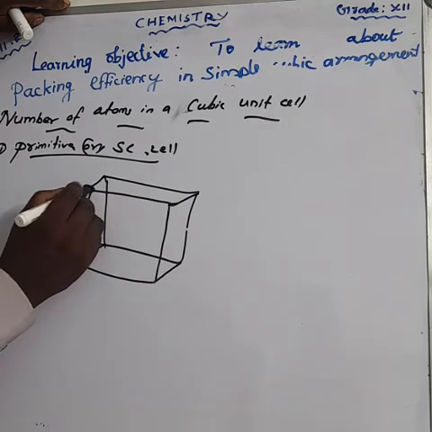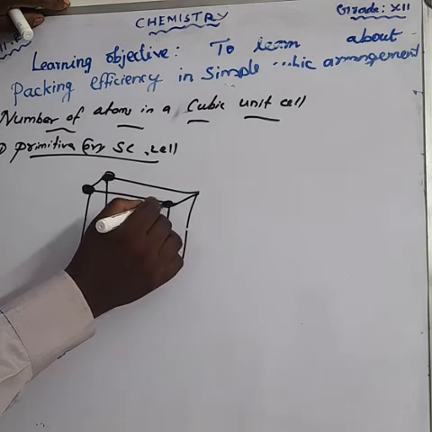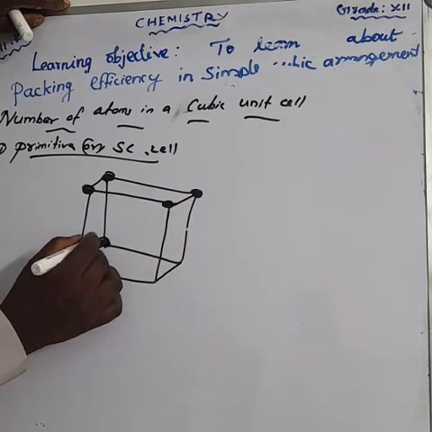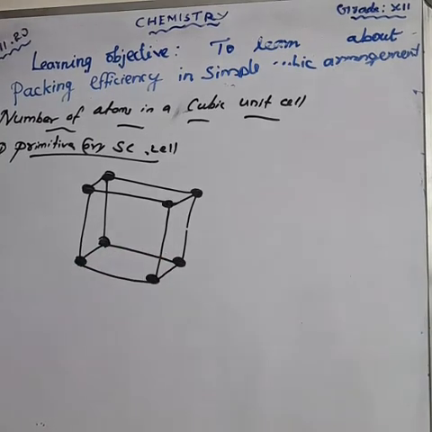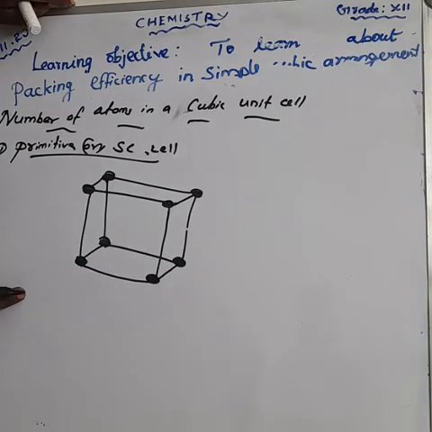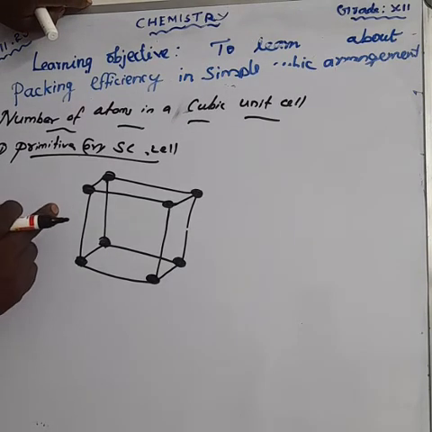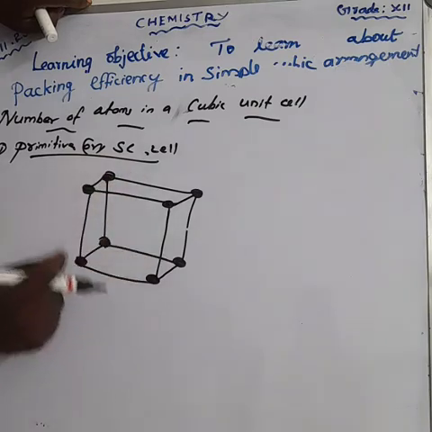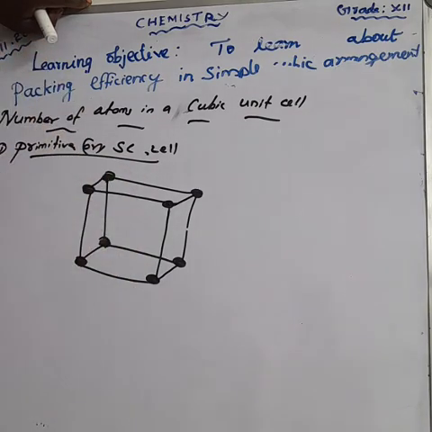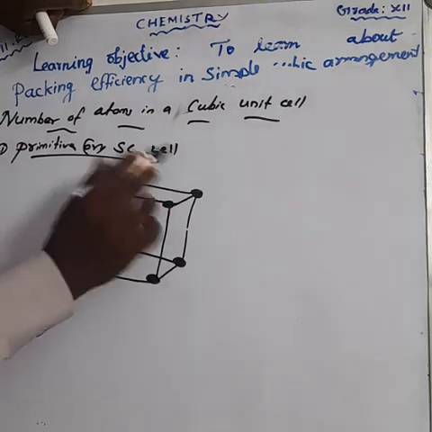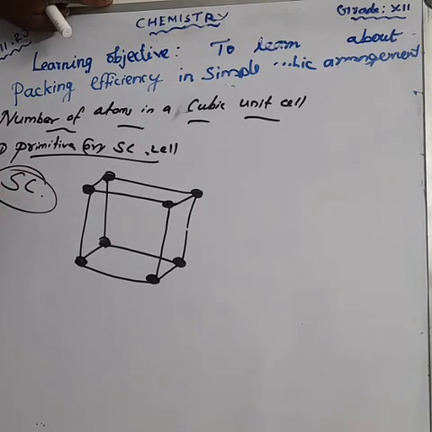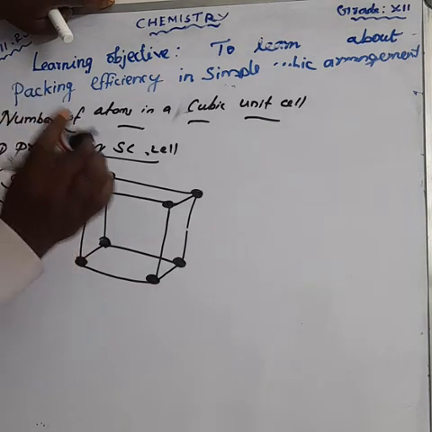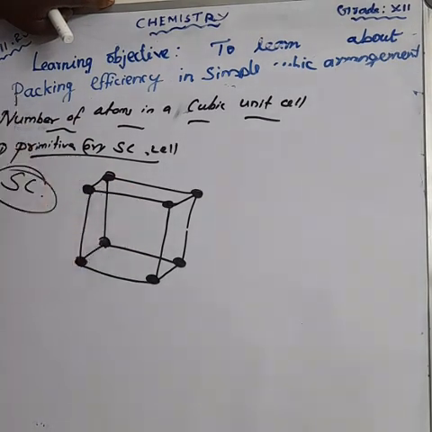Each atom is occupied on the corner. Okay, corner. This is the simple cubic. Am I right? Here in the simple cubic unit cell, each corner is occupied by what? Identical atoms or ions or molecules. Each corner, for simple cubic, SC. Each corner is occupied by identical atoms or ions or molecules.